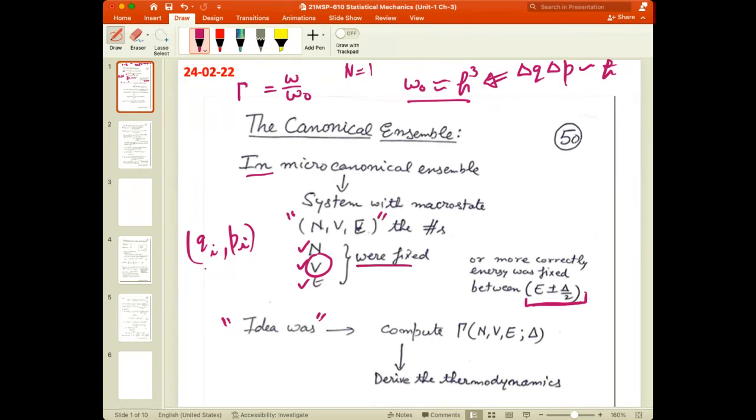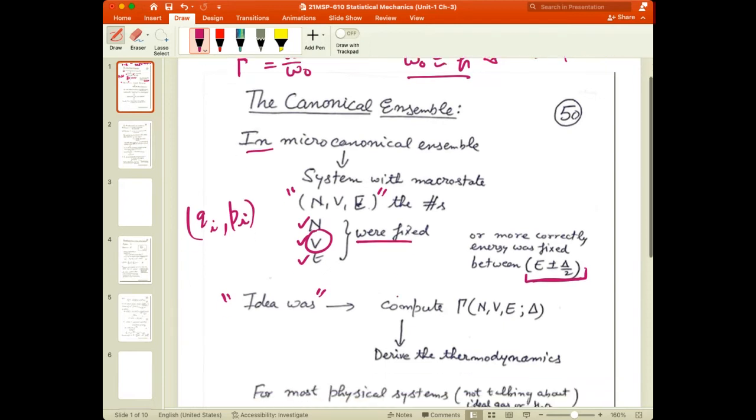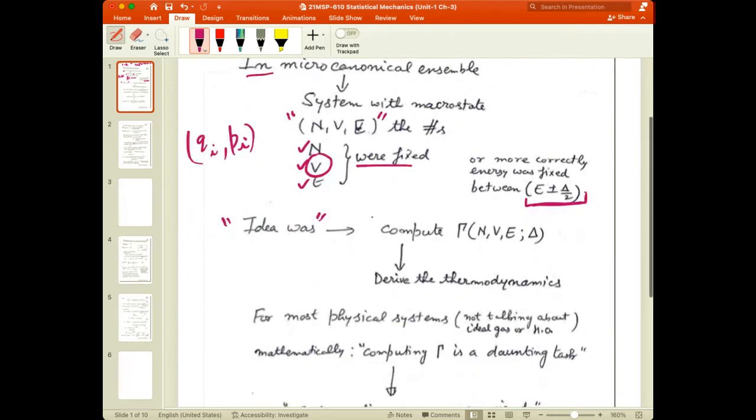So now at that point, as I just pointed out, the idea was we compute the number of microstates for a given macro state, then we just derive the full thermodynamics. That's what we were talking about, right? Now, but we know that if we are having a physical system, doing such a calculation or computing this number is not that easy, basically, right?